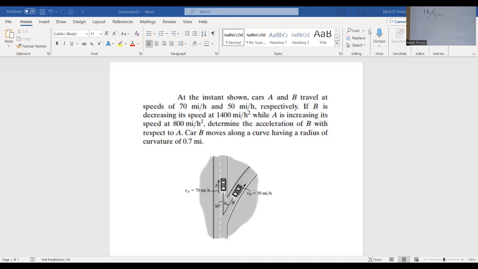Let's take a look at this problem. This is a problem from Hibbeler. It says, at the instant shown, cars A and B travel at 70 and 50 miles per hour respectively. If car B is decreasing its speed at 1,400 miles per hour squared, while A is increasing at 800 miles per hour squared, determine the acceleration of B with respect to A. Now notice that car B moves along a curve, so that's not a straight line. It's not real severe, but it has a radius of 0.7 miles. So let's take a look at this problem.